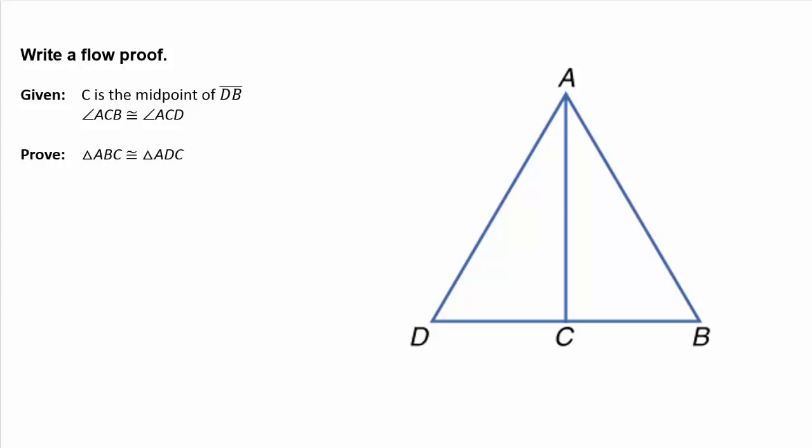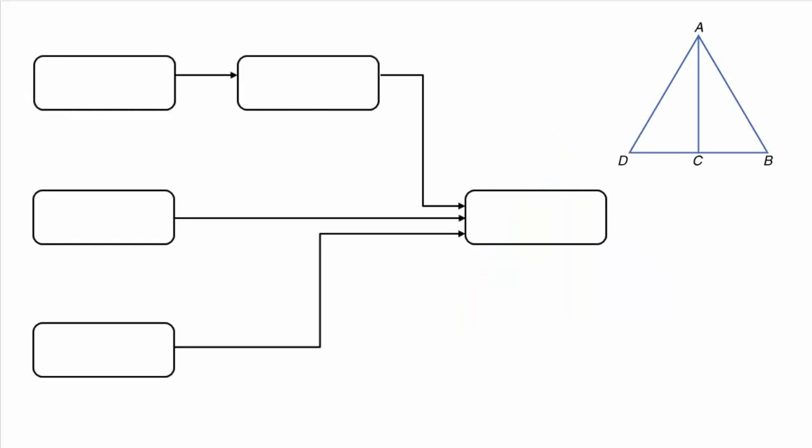So now we're going to try our second proof. The given statements are that C is the midpoint of DB and that ACB is congruent to ACD. And we need to prove that two triangles, ABC, is congruent to ADC. So let's go ahead and jump into our proof. Now, again, let's start with our given statements.